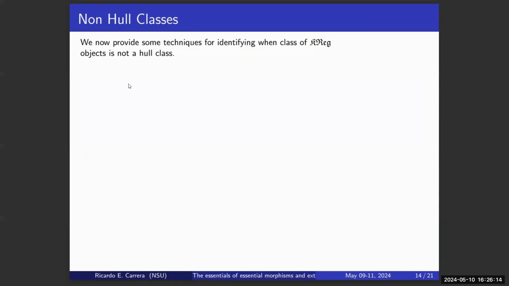Okay, so up to now, we've seen some techniques for generating and identifying Hall classes. And by the way, all of those techniques and all that stuff that we were looking at, none of that required the axiom of choice. But now we want to provide at least a couple of techniques for determining when a class of objects is not a Hall class. The motivation for these results, as we will see in a second, comes from topology.